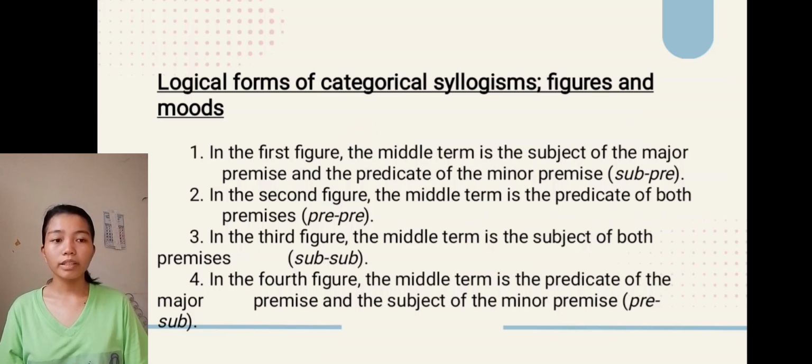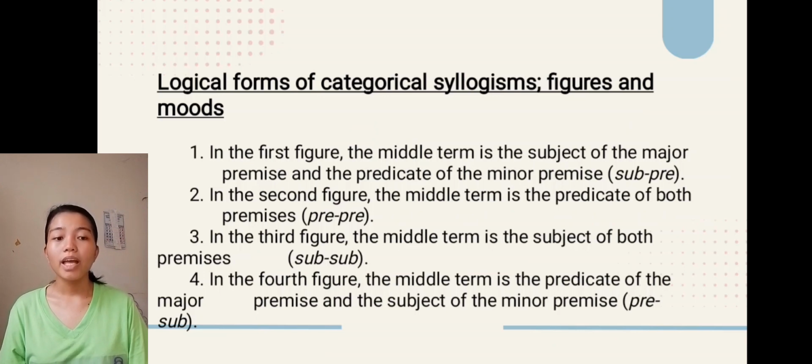In the second figure, the middle term is the predicate of both premises, predicate and predicate. In the third figure, the middle term is the subject of both premises, subject and subject. And lastly, in the fourth figure, the middle term is the predicate of the major premise and the subject of the minor premise, predicate and subject.